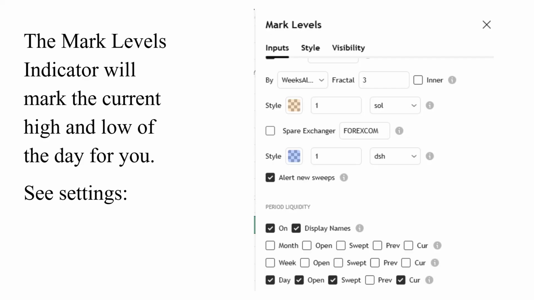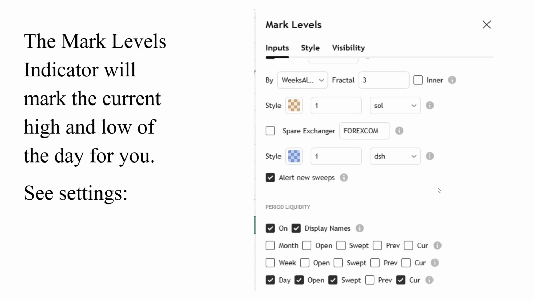So here's how it looks. And before I get to that, this indicator on TradingView will just label those price levels for you. Well, not all of them, but it's going to label the high of the day, the low of the day, and the day open.